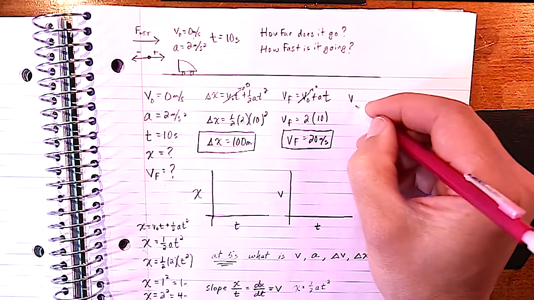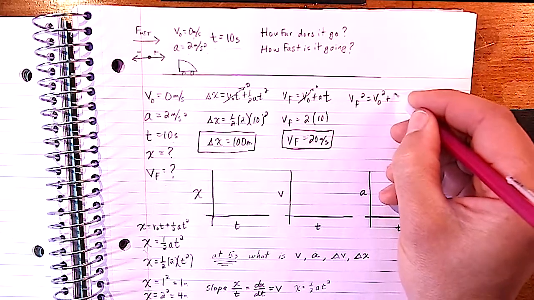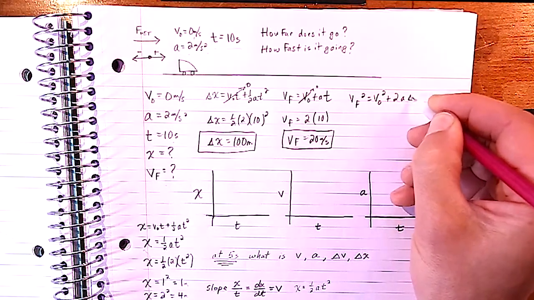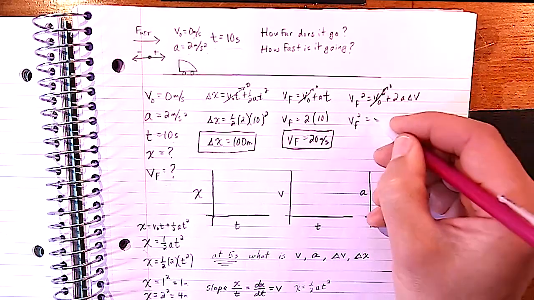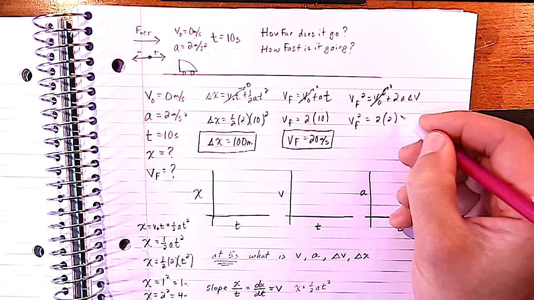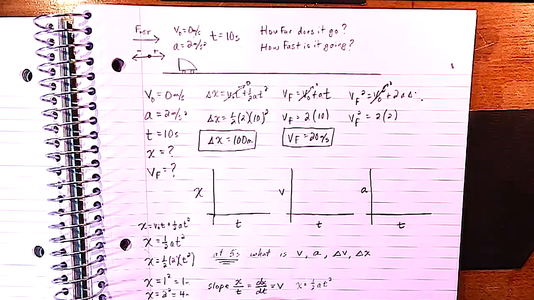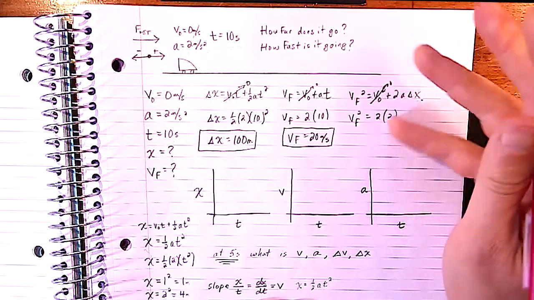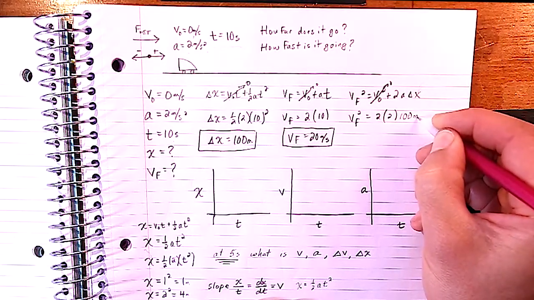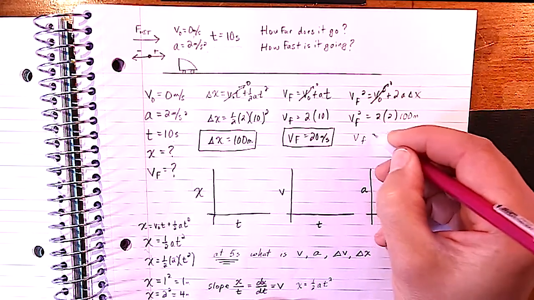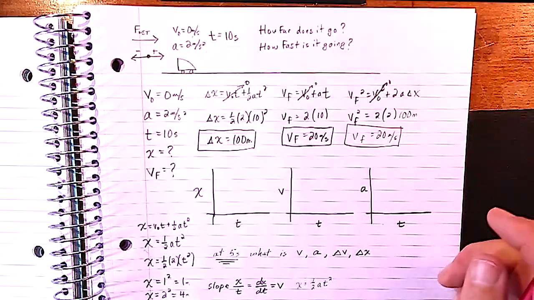We could also have used this formula, and I'm only showing this to you so that we can get a little bit of practice doing all three of the main formulas. This one doesn't depend on time, which is nice. The initial velocity is 0. We have 2 times 2, times delta x. And that delta x we know from the first problem was 100 meters. And so our final velocity comes out to 20 meters per second. Either way, you'd get the same result.